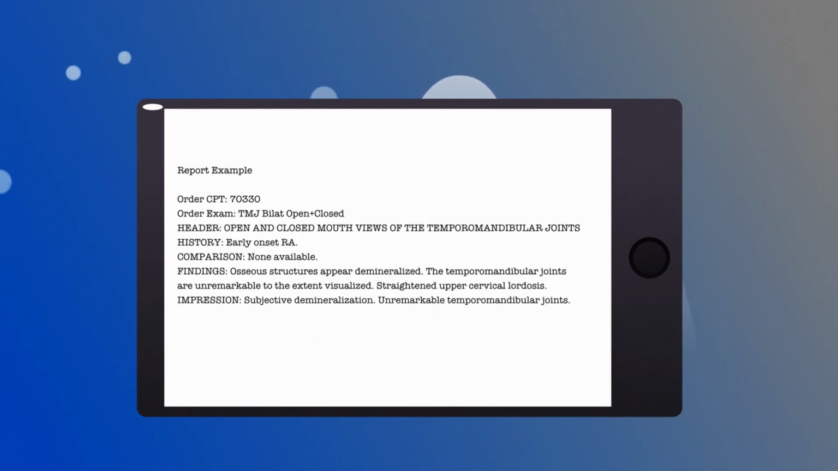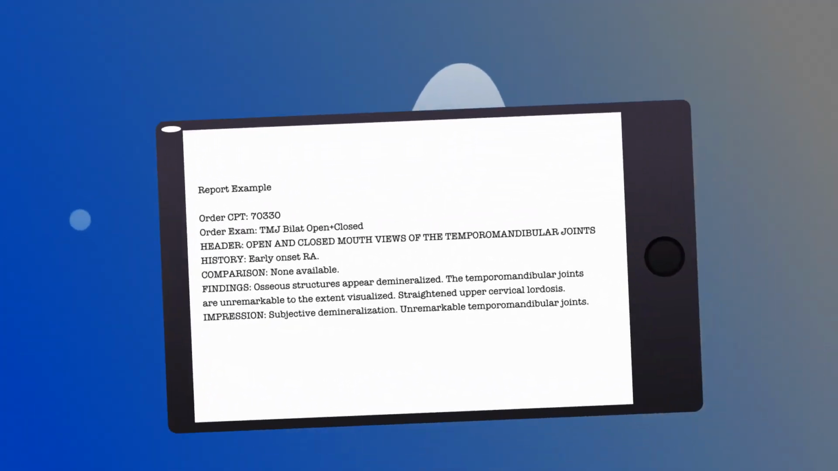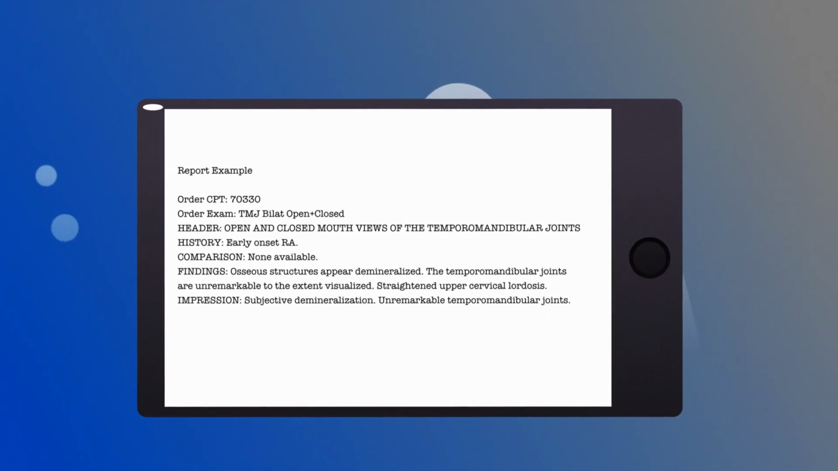The temporomandibular joints are unremarkable to the extent visualized. Straightened upper cervical lordosis. Impression: subjective demineralization. Unremarkable temporomandibular joints. Key terms like bilateral, open and closed all support the use of CPT 70330. Always ensure the imaging documentation clearly reflects the views and sides examined.